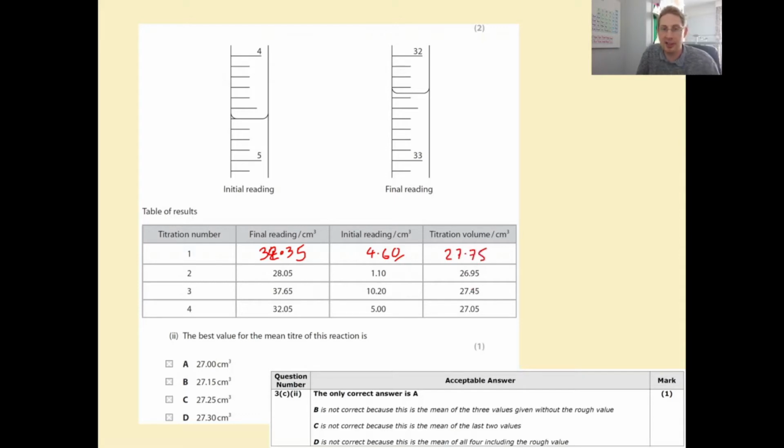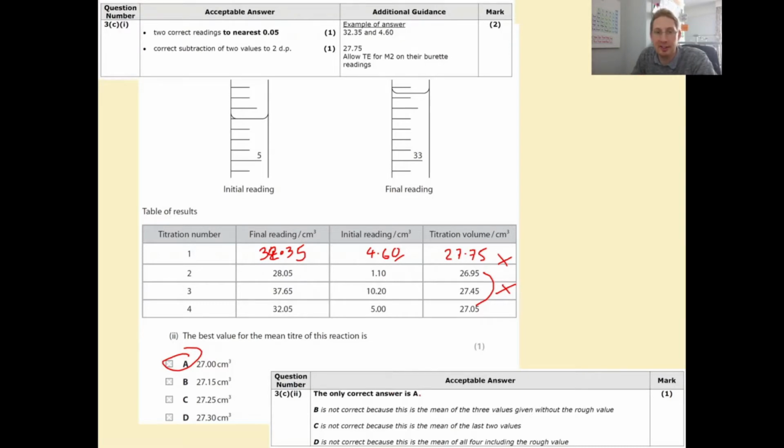27.75. Okay, looking at these, it's clear that that's not concordant. These two are concordant, that one is not. So even without knowing whether 0.1 or 0.2 is the correct precision here, the correct value of error, we can see that these two should be averaged to give the value of 27.00.